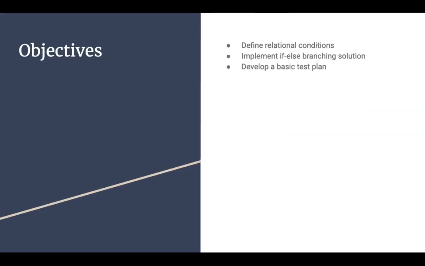So the objectives will be to define relational conditions. We'll be implementing an if-else branching solution. We'll do that first as a plan, and then we'll implement that in code. And we'll also develop a basic test plan so that we can determine whether or not our solution is valid. And I'll be providing a supplemental video that focuses more closely and specifically on building test plans later on this week. So have a look out for that. All right, let's get it.